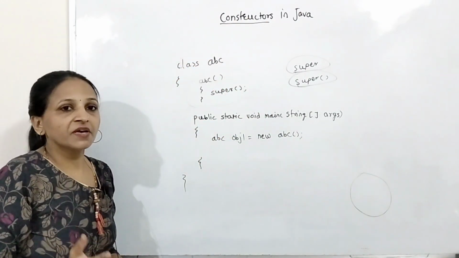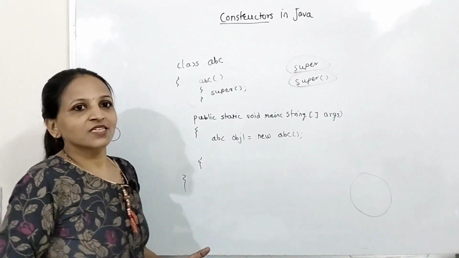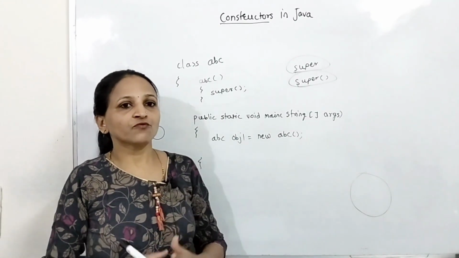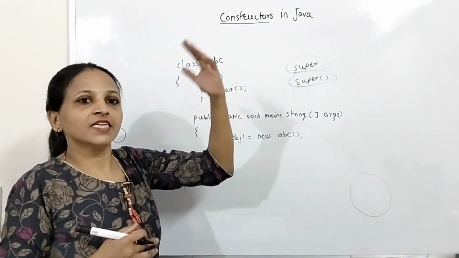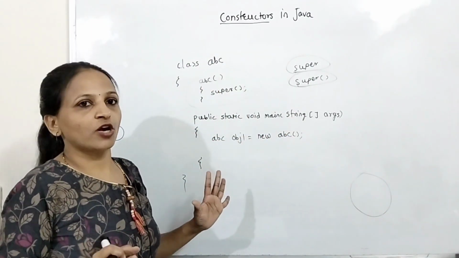Now here, which is the base class? Object is a base class. Object is a base class for all Java classes. That's why automatically the constructor which is present inside that Object class will be called.